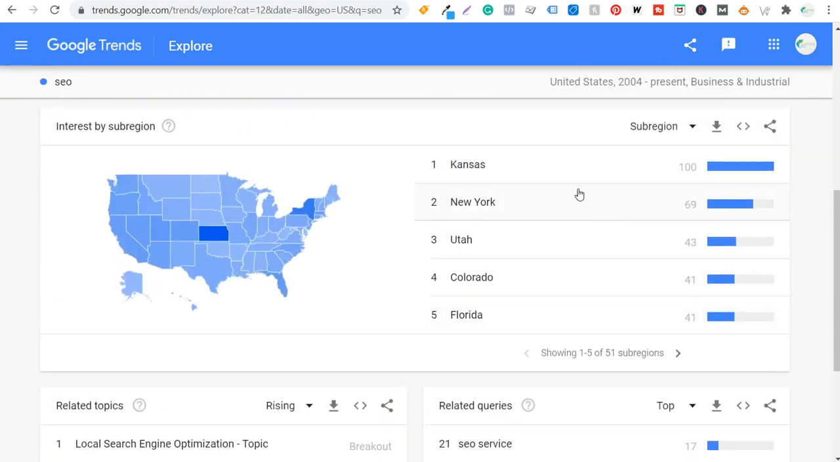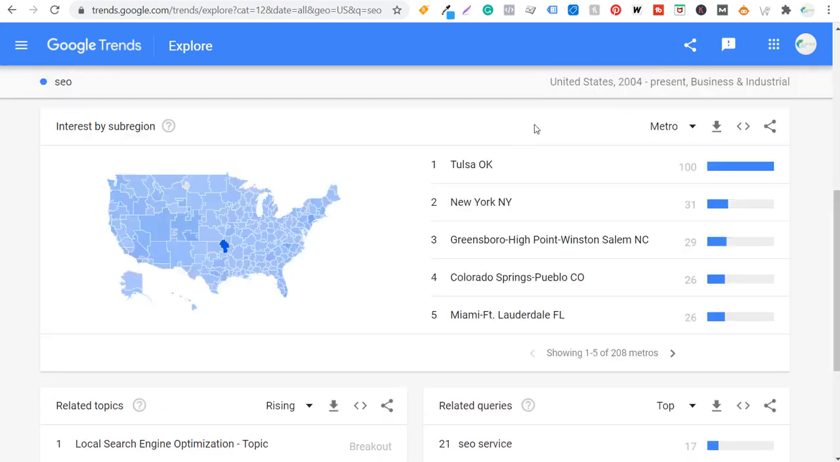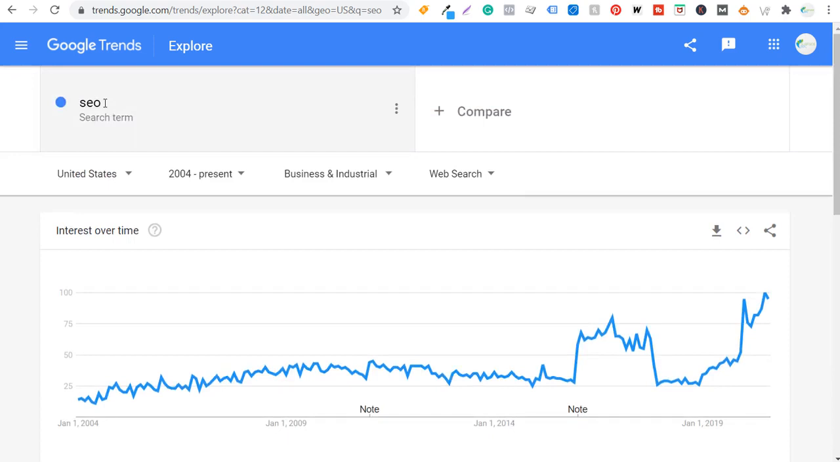Now with metro, it could be useful if you're trying to sell SEO services and you say, okay, what metro areas should I focus on? Maybe you want to focus on Tulsa, Oklahoma for the time being and find some of these different areas like Colorado Springs, Greensboro, High Point, Winston-Salem, because these specific areas are showing a level of interest greater than usual. So that's one different way to look at some different trends related to a search term.